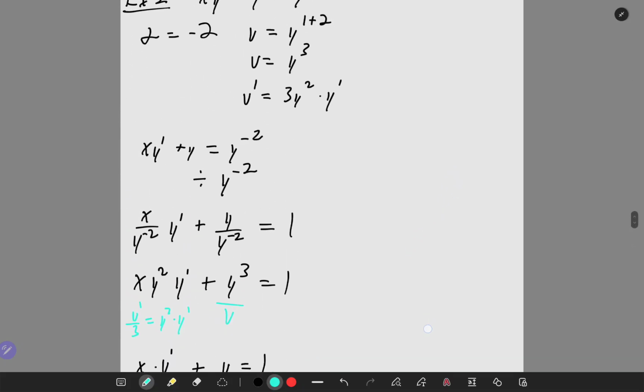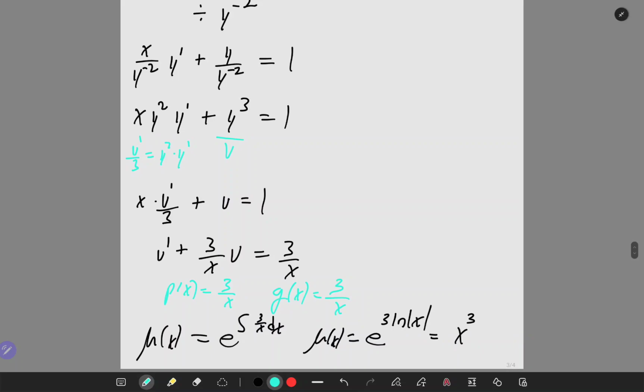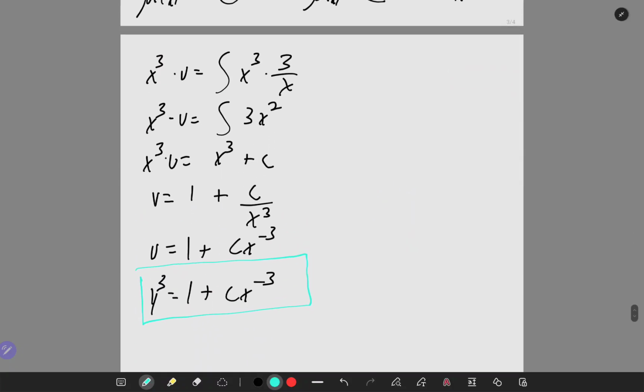So then we go through the whole substitution. We turn it into a linear equation. We then are able to use integrating factors to solve the linear first order ordinary differential equation, just in terms of v. And then we go back at the end and we plug whatever v was back into it to get it back in terms of our y. And that's the answer to this problem.